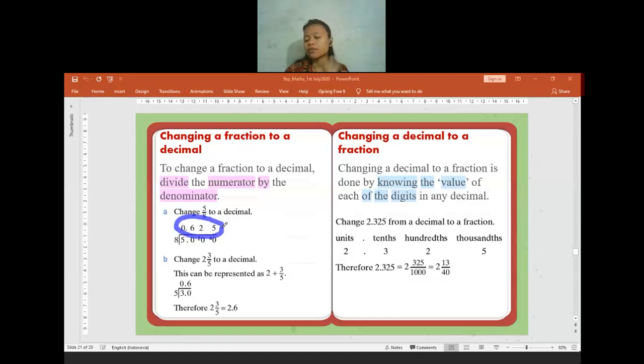Is there anyone who gets confused to divide 5 divided by 8? Is there anyone who gets confused? No confusion? Me. Yeah, I'm still confused.